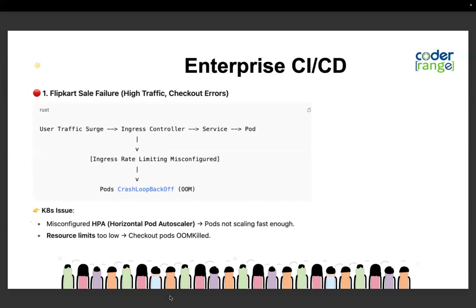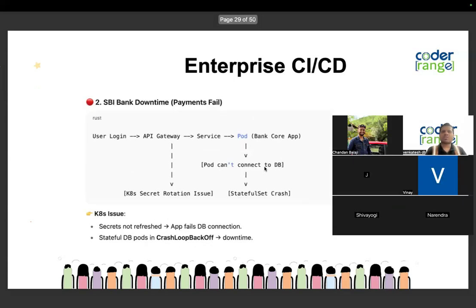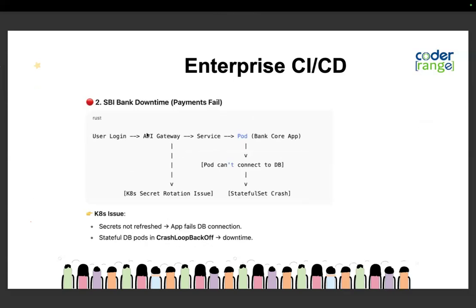How do you handle these situations? If you come across this kind of production scenario, one more example is this one. Suppose SBI Bank has downtime. The user is logging in and it is going to the API gateway. From the API gateway, it's connecting to the service, and it goes to the pod, the core bank pod.